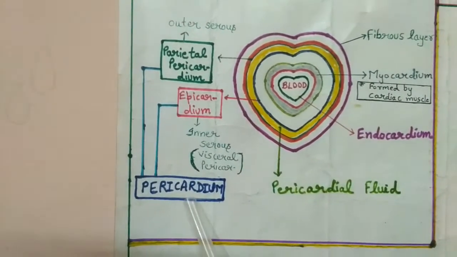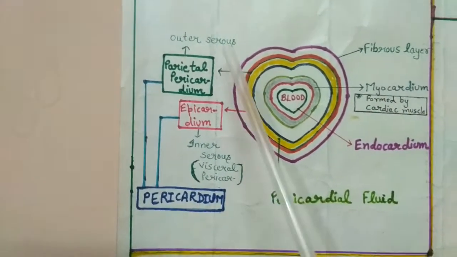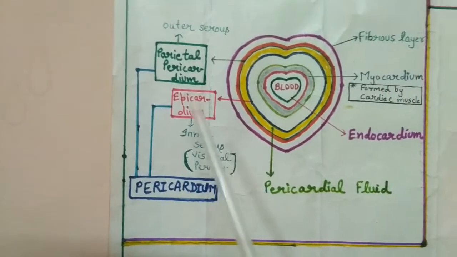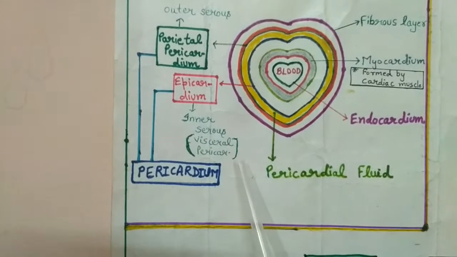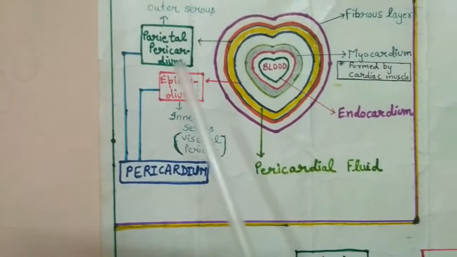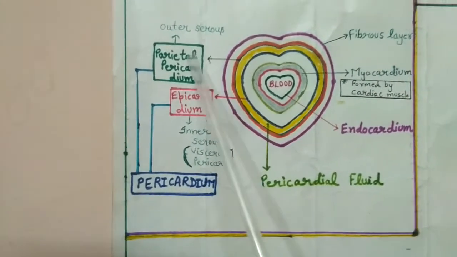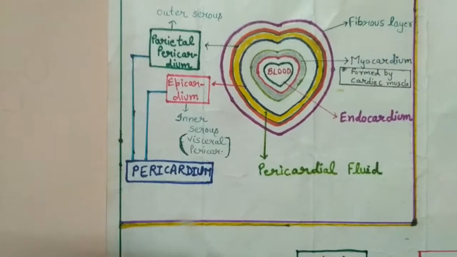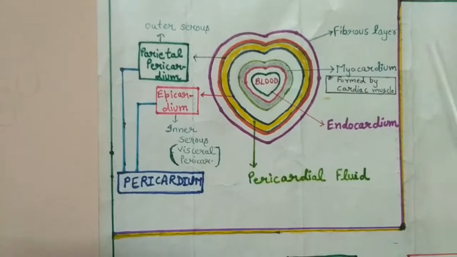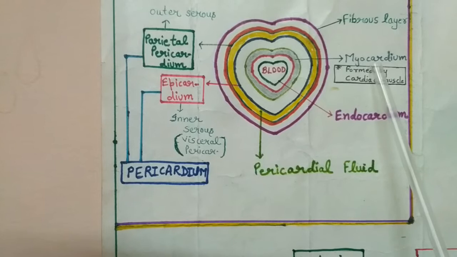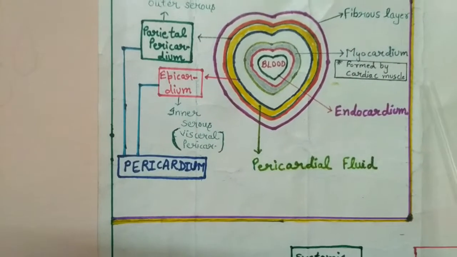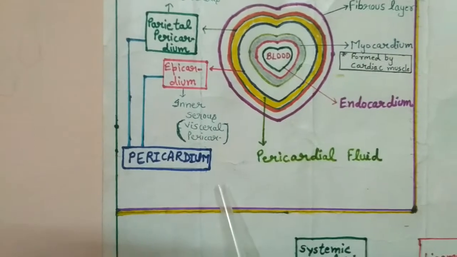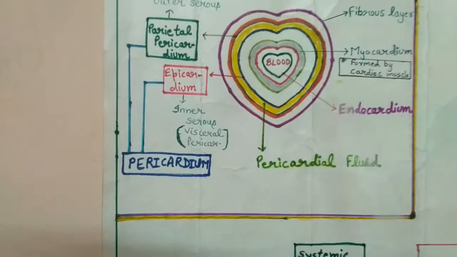The pericardium is further divided into two layers. These are the parietal pericardium and the epicardium. Epicardium is also known as visceral pericardium. Visceral pericardium and parietal pericardium are both serous in nature and form the pericardium. Now, what is myocardium? Myocardium is basically a thick layer of the heart. It is formed by the cardiac muscles, and myocardium and pericardium are both mesodermal in origin.